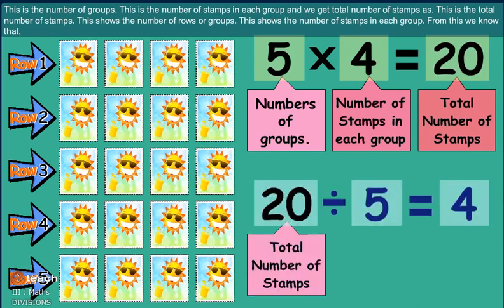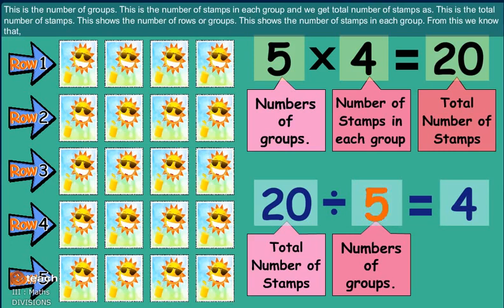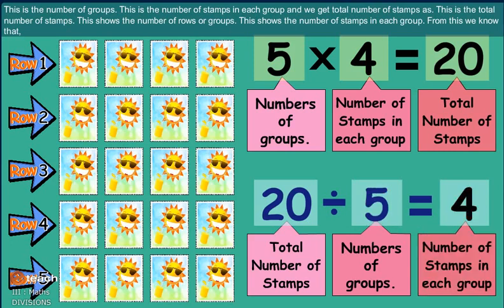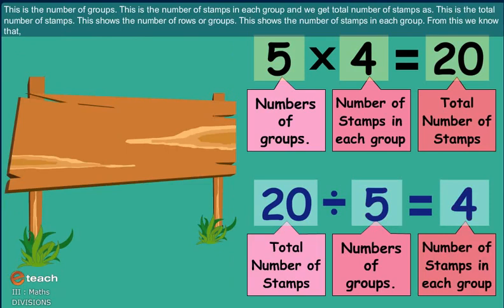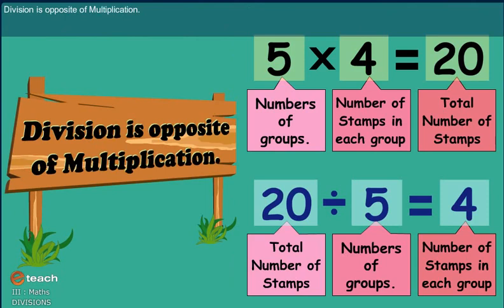This is the total number of stamps. This shows the number of rows or groups. This shows the number of stamps in each group. From this, we know that division is the opposite of multiplication.